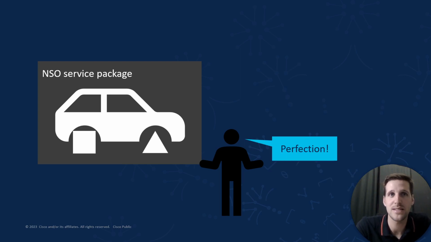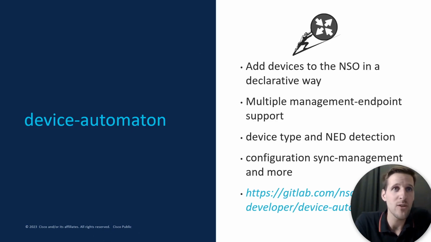Sometimes it will work out, sometimes it doesn't. In this example, you will need to learn the hard way all the details around adding a device to the NSO. So if you want to properly implement that, and since somebody else already went through all of that, maybe it makes sense to use existing packages. So here I would like to direct you towards some packages that are freely available and can help you on your automation journey. First one is Device Automaton that adds devices to the NSO in a declarative way.